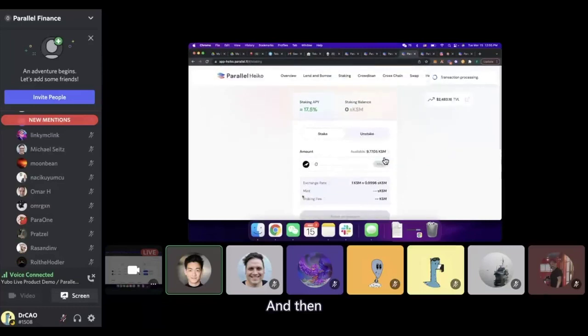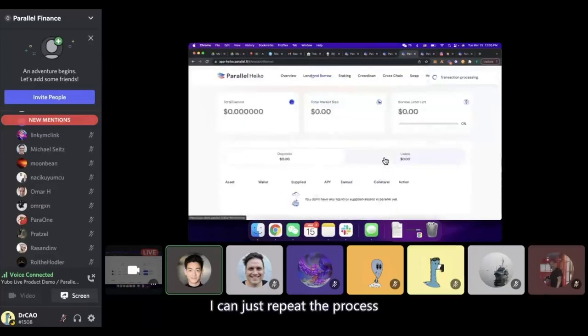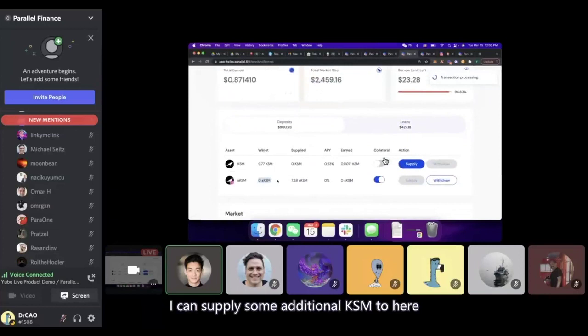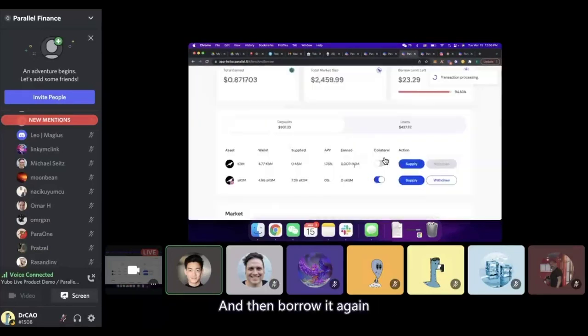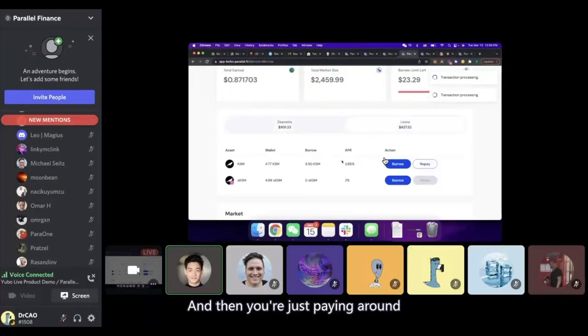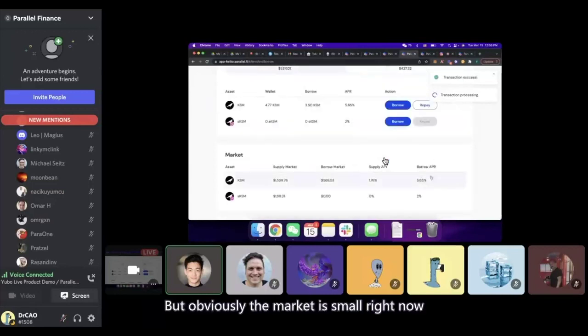And then after staking that, I can just repeat the process. I can supply some additional sKusama here, use that as collateral and borrow again, and I can restake. So in the end, I'm going to have so much additional sKusama. You see, I just staked, and I can supply all of that into the system, and then borrow again, and repeat the process. So that in the end, you have way higher sKusama exposure, which gives you much higher return, and you're just paying around, sort of, but obviously the market is small right now. So the supply market size is only $1,000. So when I borrow a lot of money, the borrow rate is going to go up. But it still is profitable.